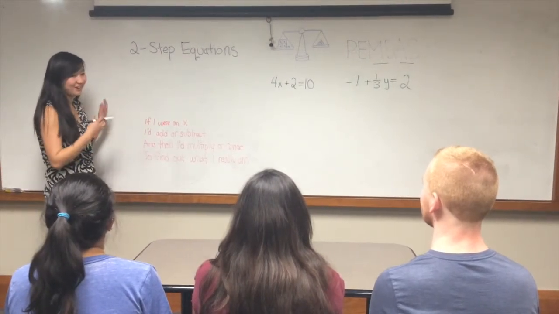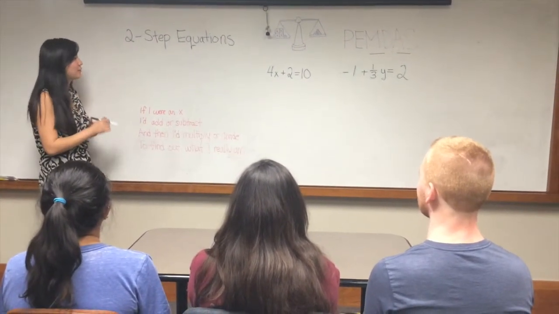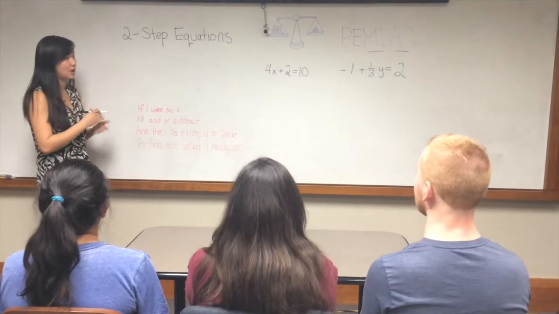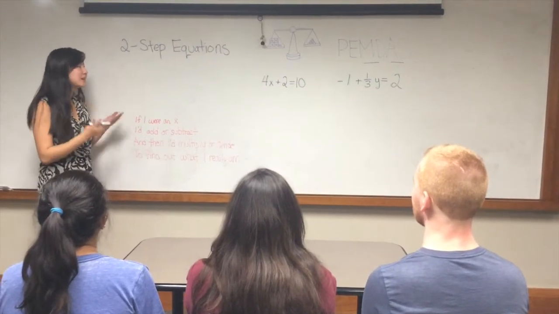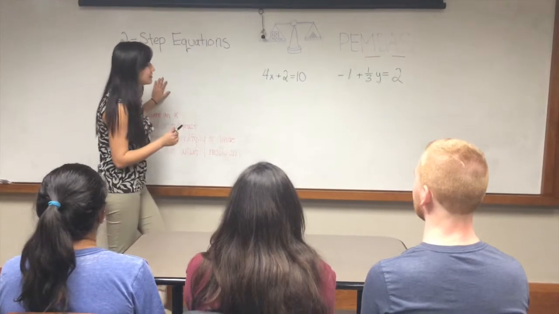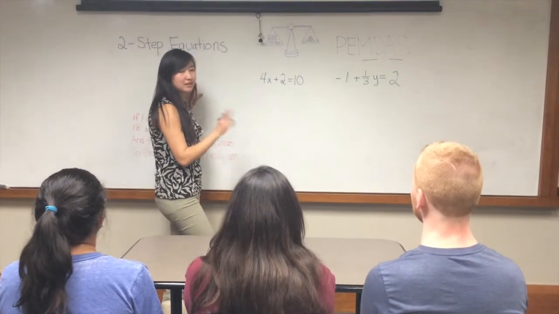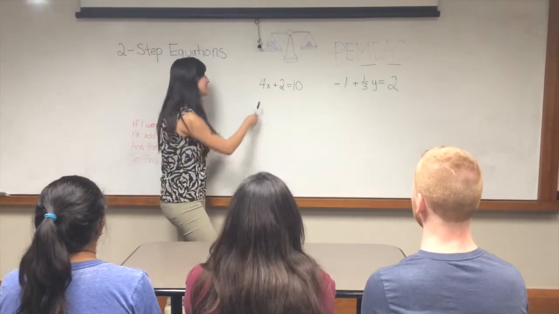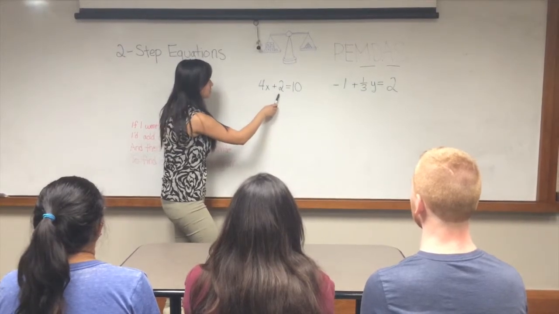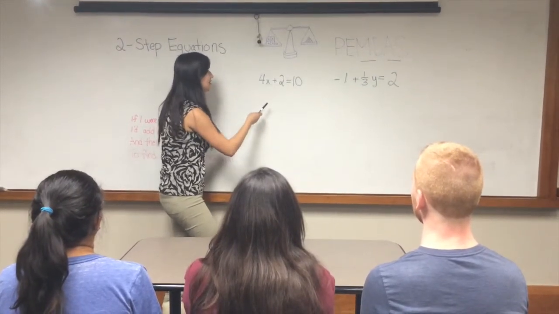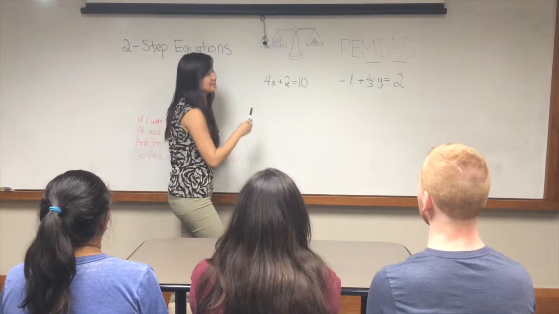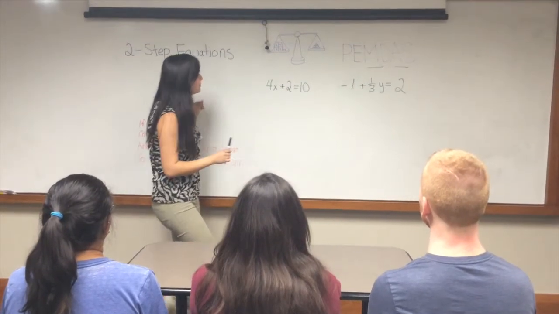Good morning, class. So today we're going to be learning about two-step equations. Two-step equations are just what they sound like. They're equations that require two steps to solve. What is an equation? An equation is something that states two things are equal to each other. So in this case, when I wrote 4x plus 2 equals 10, I'm saying that the left side is balanced with the right side, just like a scale.